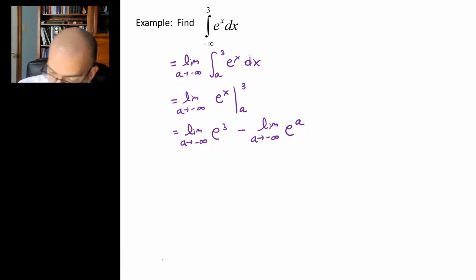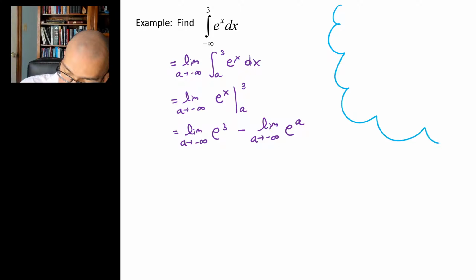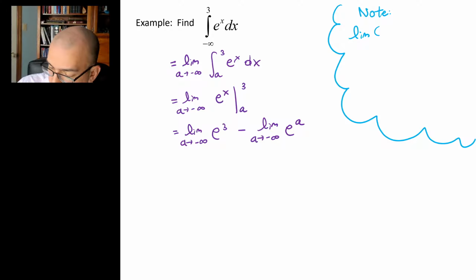Little note, I mentioned it, but I want to write it down. Note the limit as a approaches something, the limit of a constant is equal to, well, how do I write this? The limit as x approaches a of a constant.